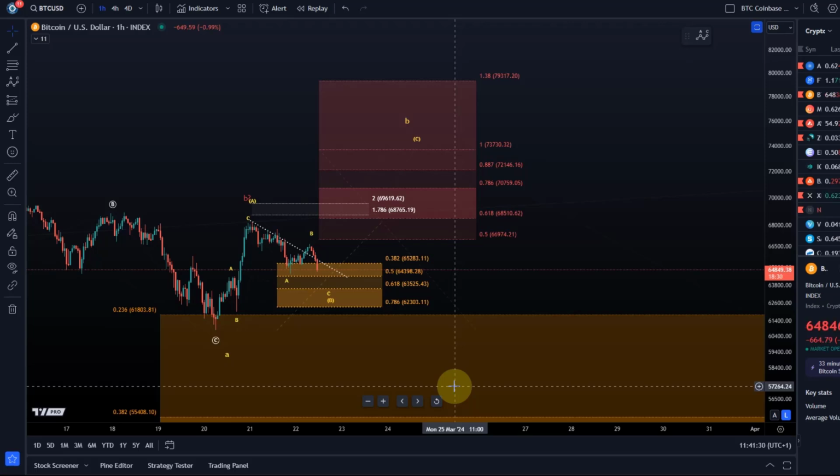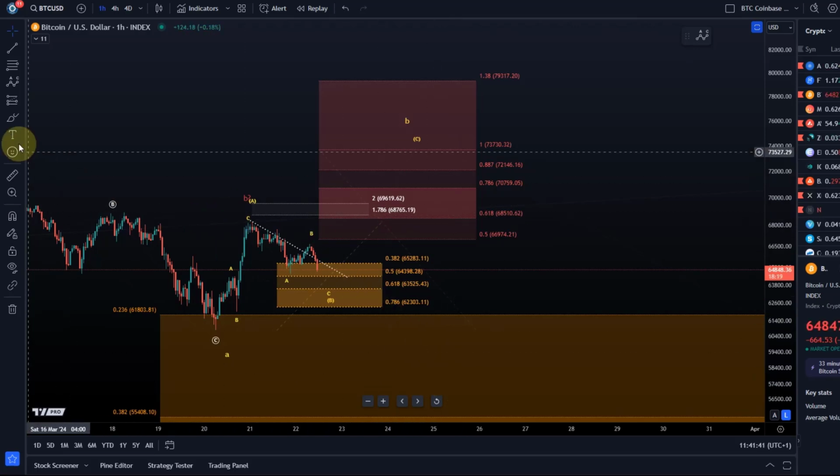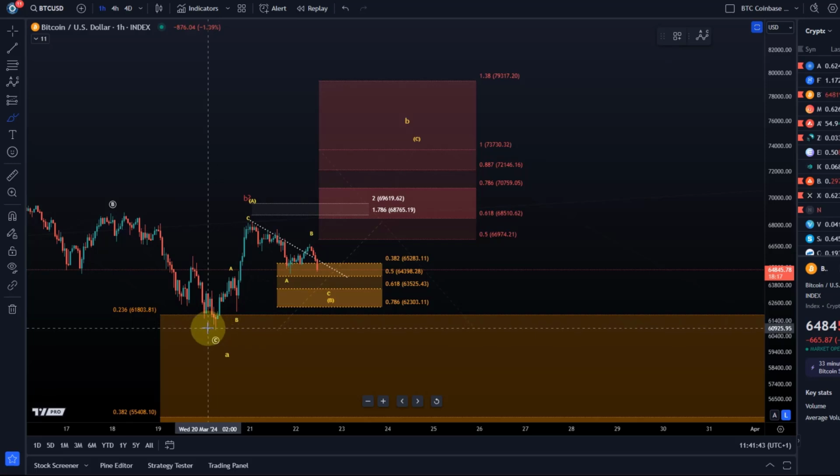Let's talk about these two scenarios. Let's talk about short-term bullish. Let's talk about short-term bearish. Let's talk about short-term bullish first. The short-term bullish count is basically the yellow count here on the chart. In this yellow scenario, you can see that the market produced a 3-wave move to the upside.